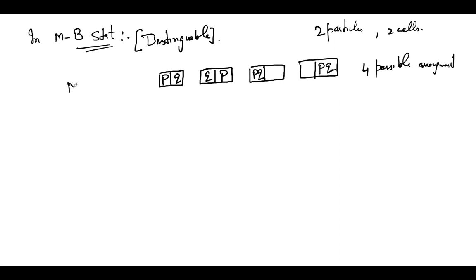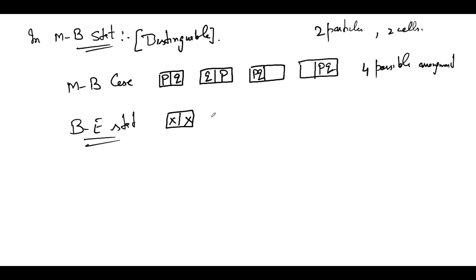So this is our MB case. Second is our BE statistics. In BE statistics, the particles lose their individuality, because they are indistinguishable, so it is very difficult to distinguish them. We must concentrate our attention on the cells rather than the individual particles. Therefore we cannot distinguish the particles, so we consider them all as identical.